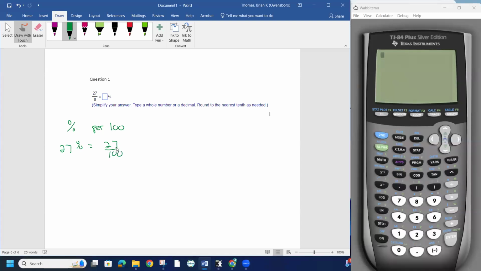So notice how if my denominator is 100, it's easy to change fractions to percents. So if I have like 18 out of 100, 18 out of 100 would mean the same thing as 18%. Now, also keep in mind, dividing by 100 is the same thing as moving the decimal two places to the left.